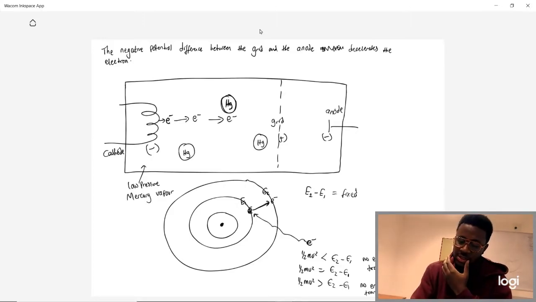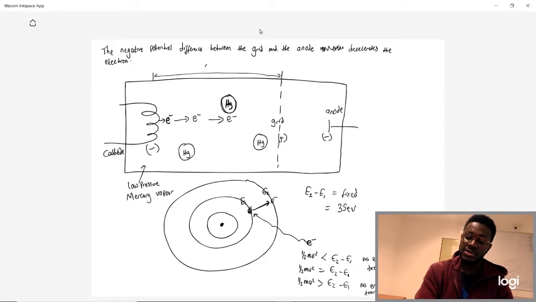So the electron is coming from here. Let's say that the energy that is needed to excite it, this E2 minus E1, has a fixed value. Let's just say it's 35 electron volts. And let's say that we have the potential difference from the cathode to the grid. We're going to be changing the value. Let's say it is 20 volts, the potential difference here is positive, right? So what is going to be the energy of the electron when it reaches the grid?